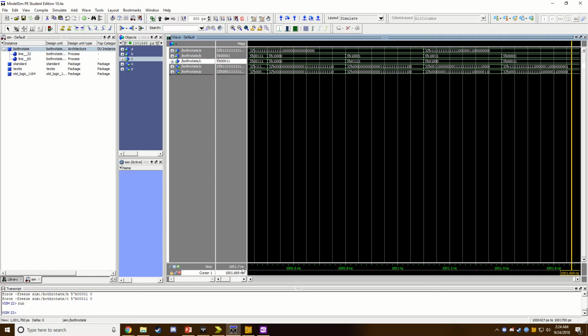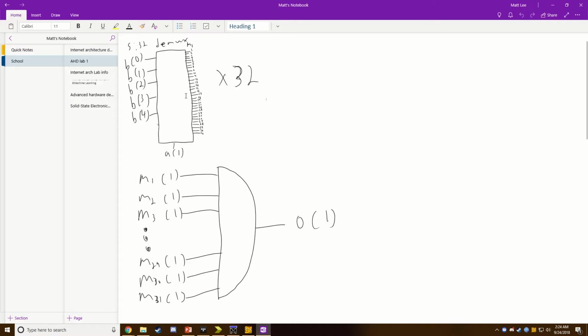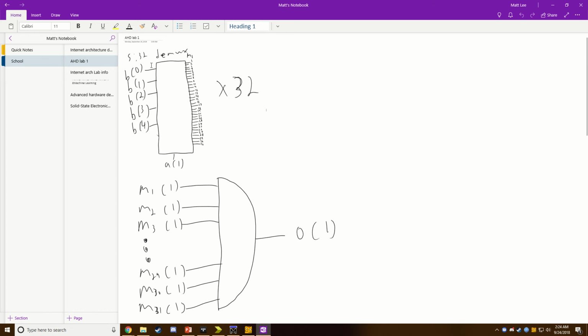And then the block diagram is right here. So I chose to use 32 5-to-32 demuxes where the input is B. So basically A is the enable. It's just a mux but backwards. This chooses an output, and A enables the output.